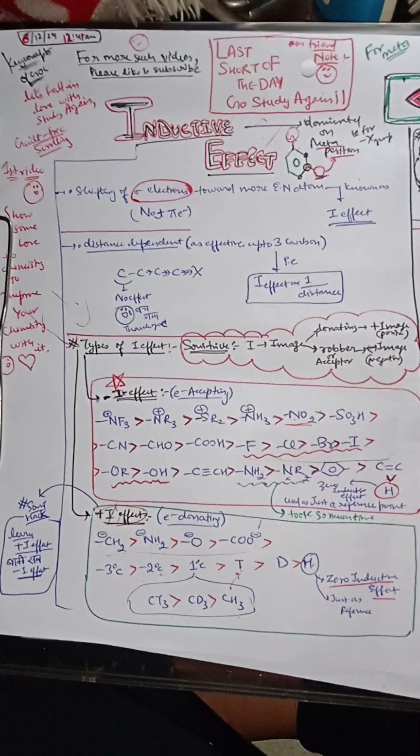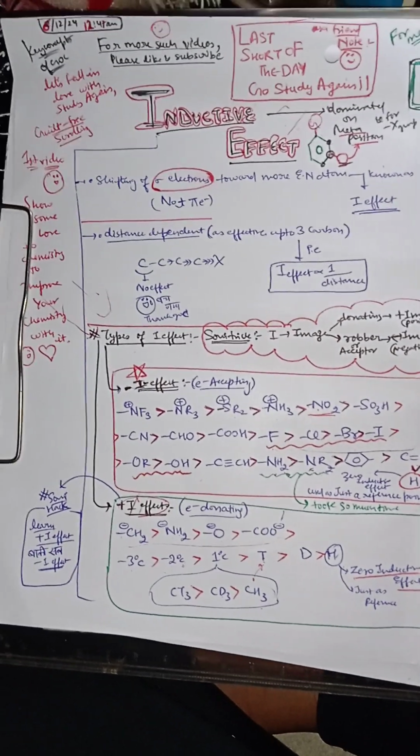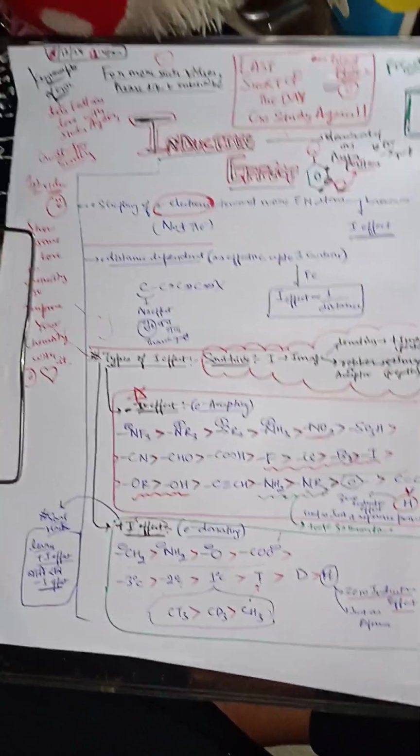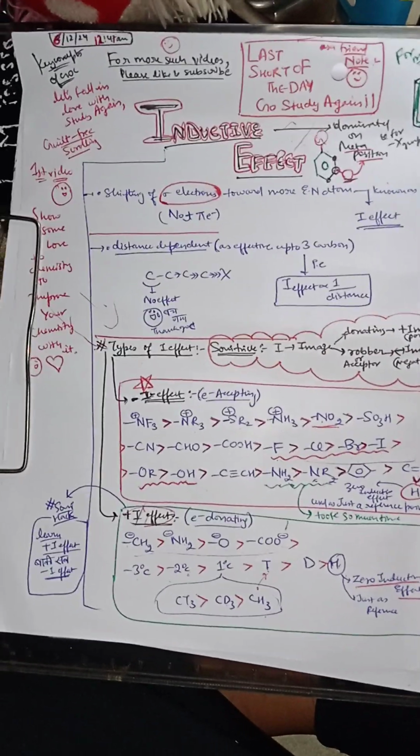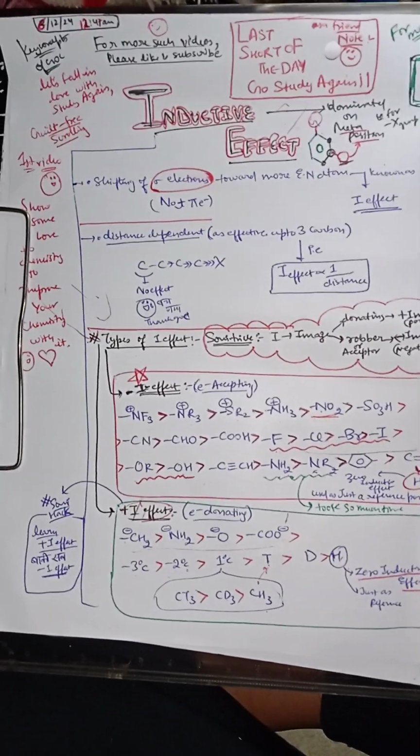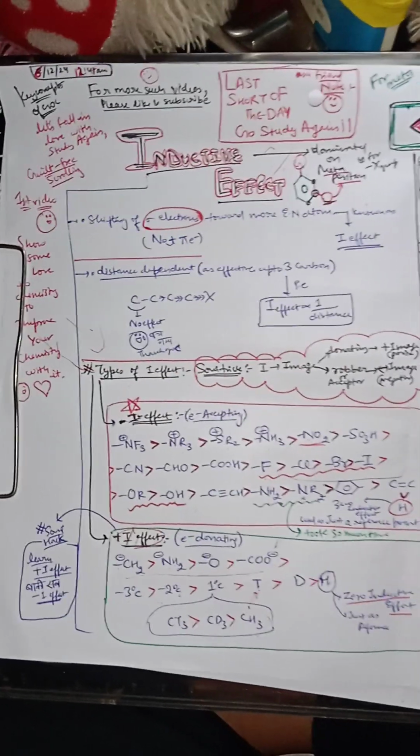Only at the meta position this effect dominates very much, while even the mesomeric effect is unable to do anything at the meta position. At the meta position, groups usually show the minus I effect, so that's why it is important. So in inductive effect, what is inductive effect?